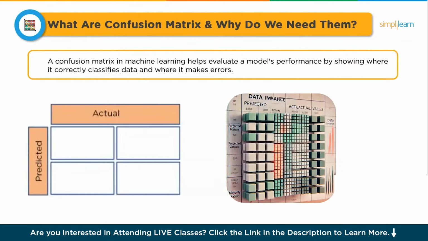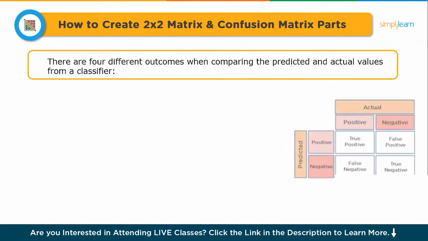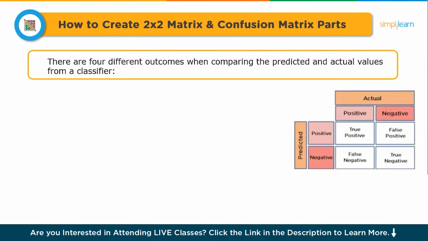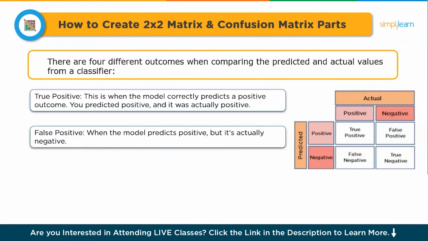Moving forward, let's see the parts of a confusion matrix, or how to create a 2 by 2 matrix. We can get 4 different outcomes when comparing the predicted and actual values from a classifier. The first one is true positive. This is when the model correctly predicts a positive outcome. You predicted positive and it was actually positive. The second one is false positive. This happens when the model incorrectly predicts a positive outcome for something that is actually negative, or you predicted positive but it was actually negative.